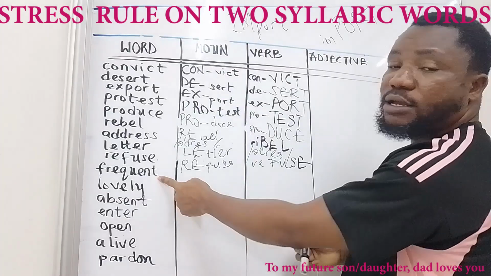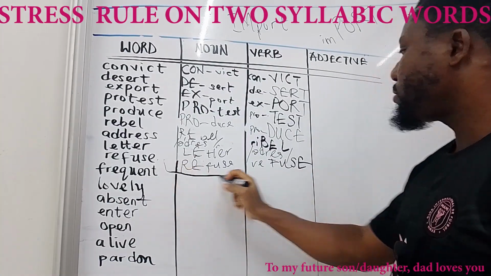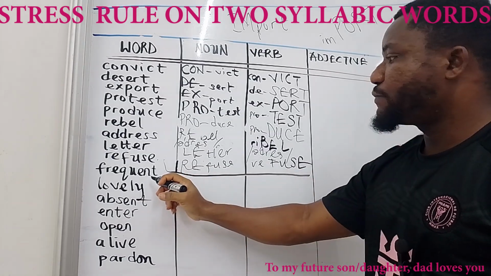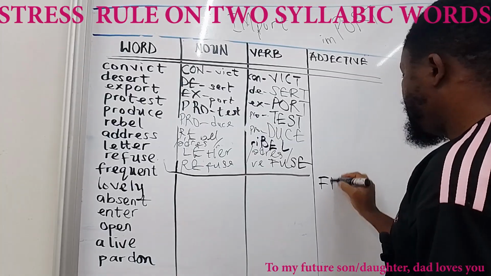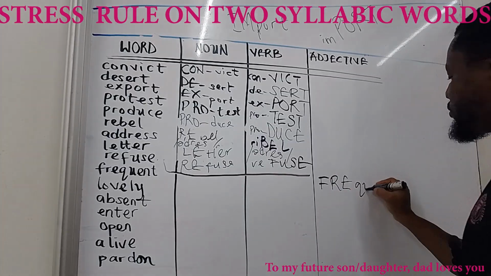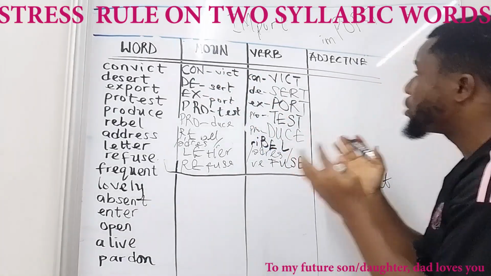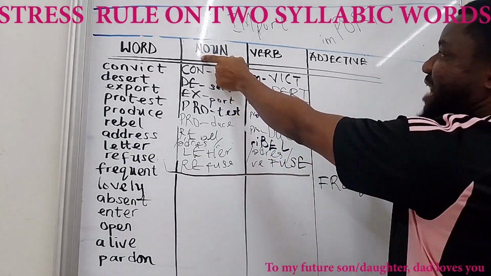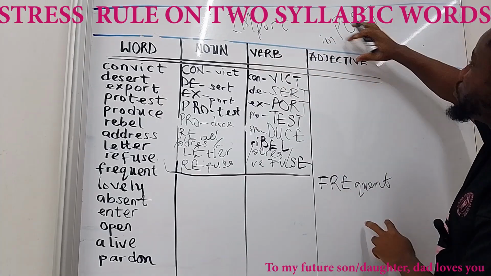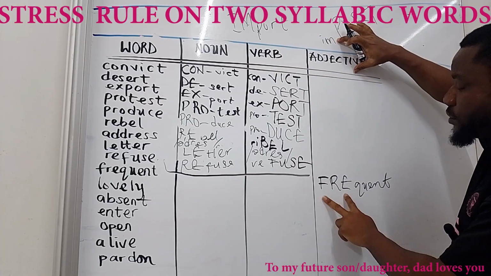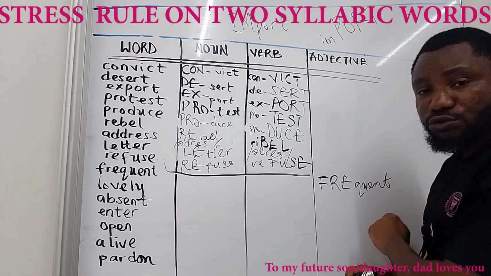Now this word can be a verb and it can also be an adjective. So we're coming to adjective now. Let's come to adjective. So here for the adjective, it is frequent. Remember, I just said that the adjective and the noun have the same rule. A two-syllabic noun word takes a stress on the first syllable. A two-syllabic adjectival word takes a stress on the first syllable. So frequent. But for the verb, the stress goes to the second syllable.